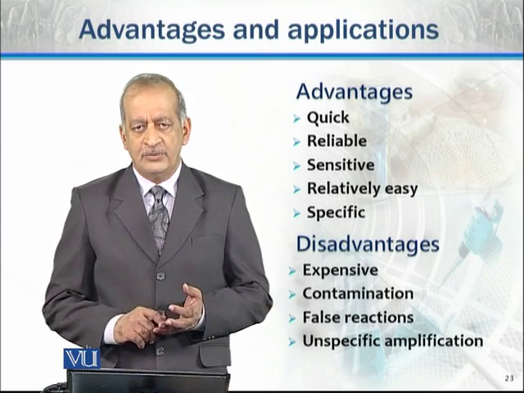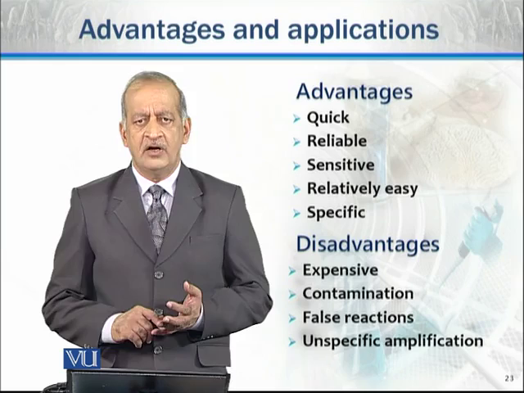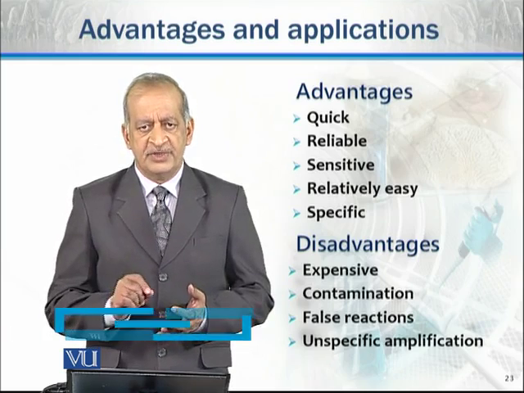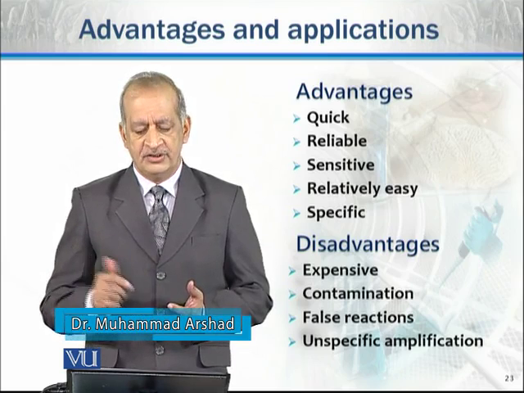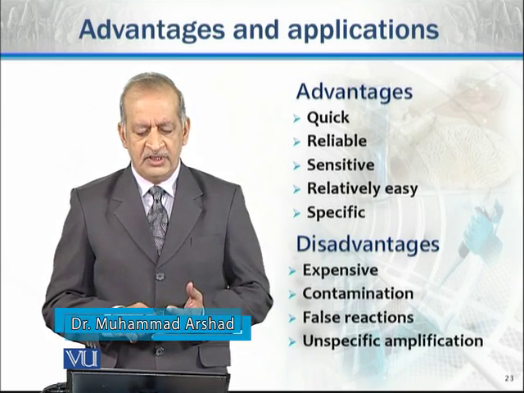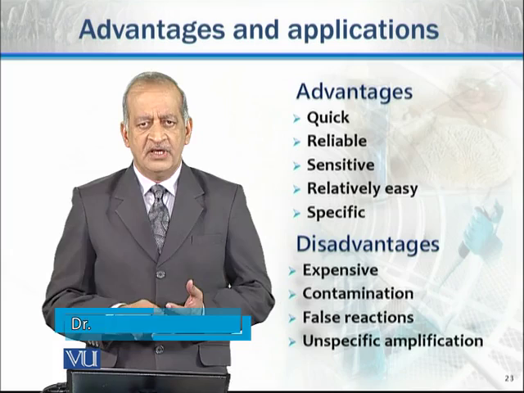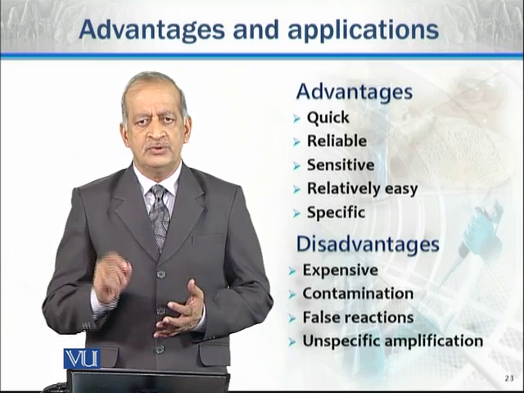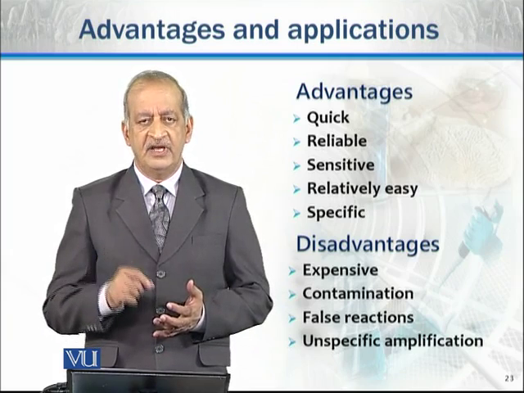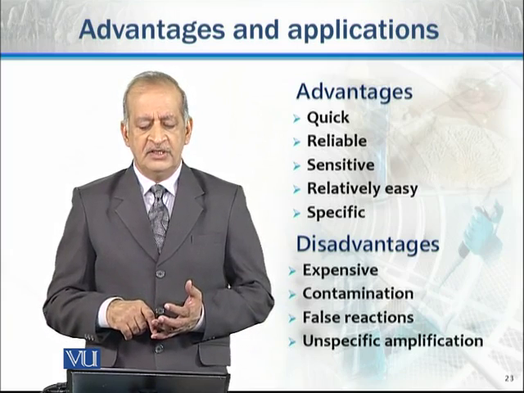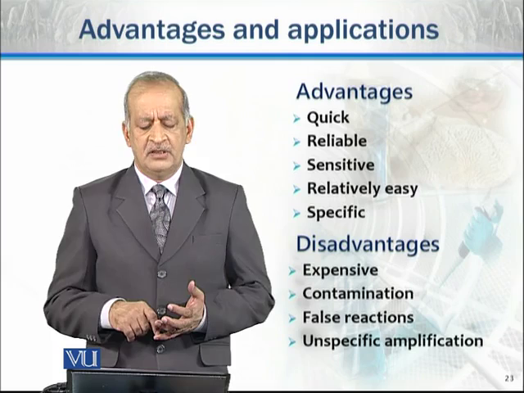This is reliable. We know that the gene expressed is the desired one. It's not some other gene. So it is reliable. It is sensitive. If we have only 1 or 2 copies of that particular gene, even then we are able to amplify that particular gene. It's relatively easy.